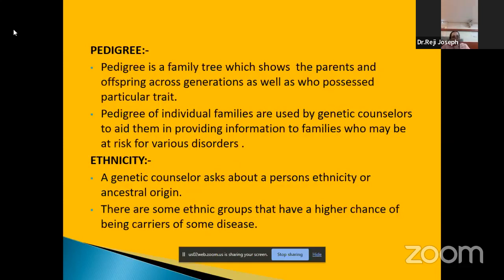First is the pedigree. A pedigree is a family tree which shows the parents and the offspring across the generations, as well as who is having a particular character. Pedigrees of individual families are used by genetic counselors, which helps them to provide information to the family who may be at risk of various disorders. I can show you a pedigree. Next slide, please.